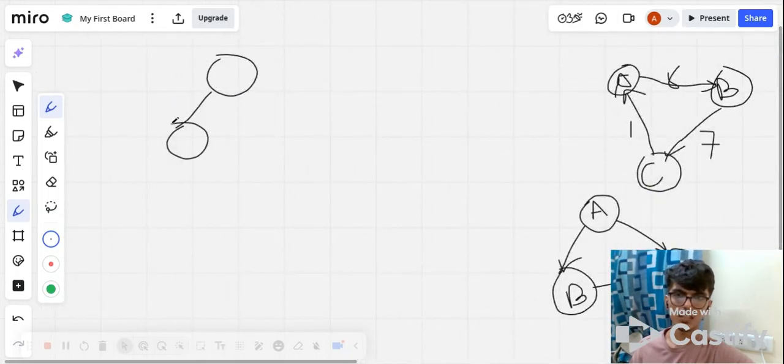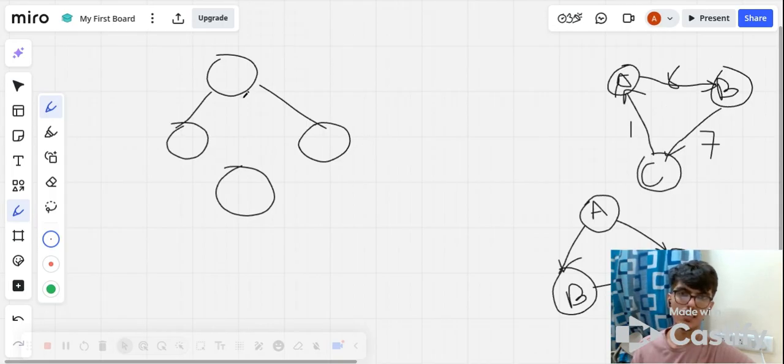And now see, this is a graph. I have drawn an undirected graph, and if I add a vertex here, then this is not connected to any of the other vertices. So this graph we'll call a disconnected graph. These are connected graphs, and this is a disconnected graph.